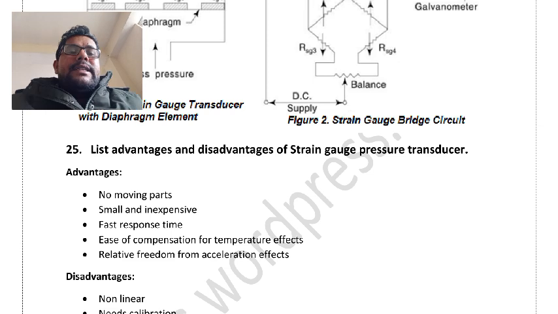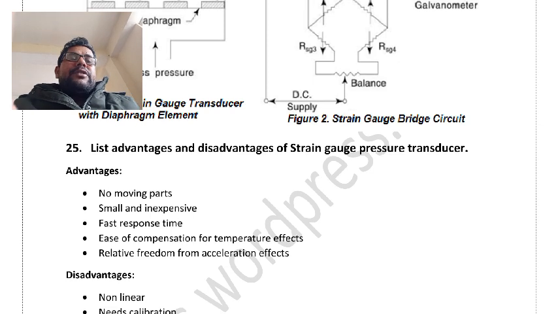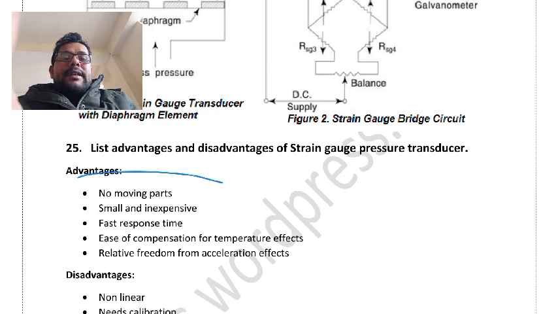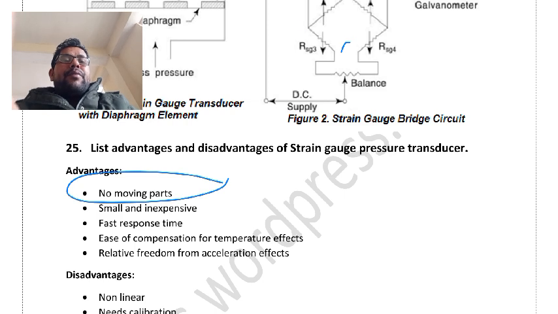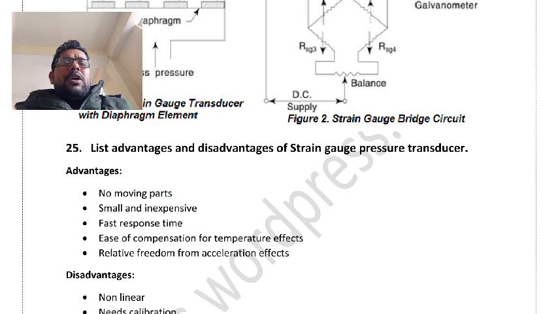List the advantages and disadvantages of strain gauge pressure transducers. What are the advantages? Well, no moving part is there. All parts are fixed. R1 is fixed. No moving part. It is small, and not too costly. Only resistances are required, the strain gauge resistance.